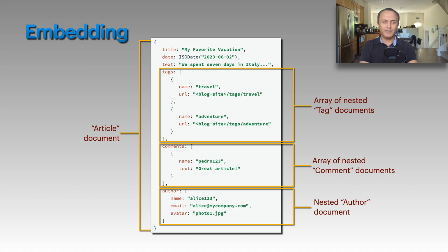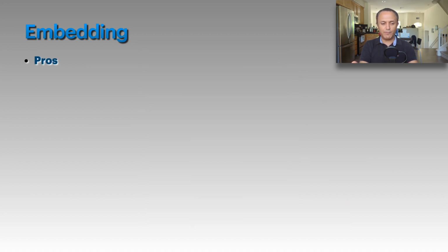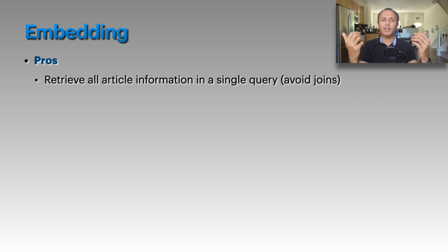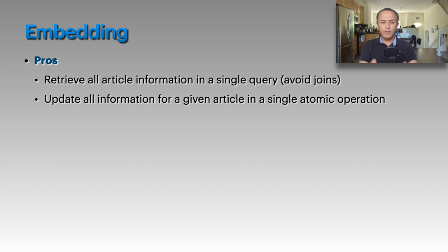What are the pros and cons of this approach? As we have said before, the main advantage here is that you can retrieve all the article information together with its tags, with its comments, with its author. You can get all that in a single operation. You don't need to do any joins, right? So if your application requires reading all that information together, this is something that you can use. The same thing for updates. Like if you want to update all the information of the article together, like if you want to update the article text as well as its tags and the author, you can also do that as a single operation because it's still all part of the same document.